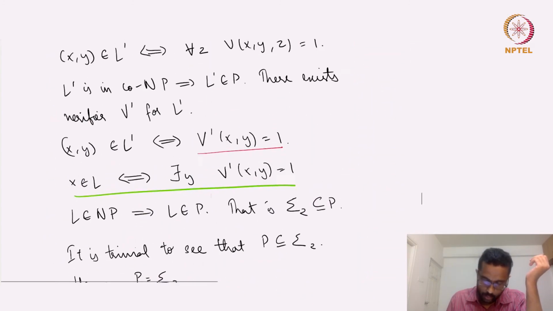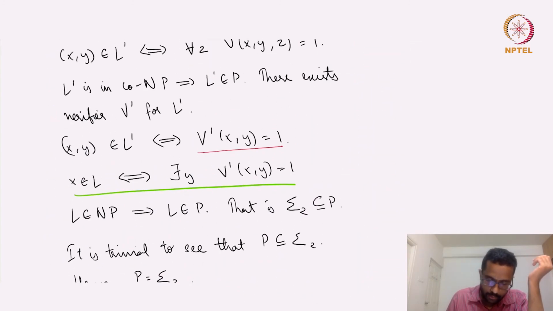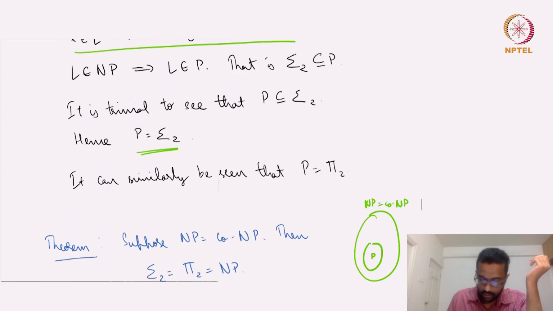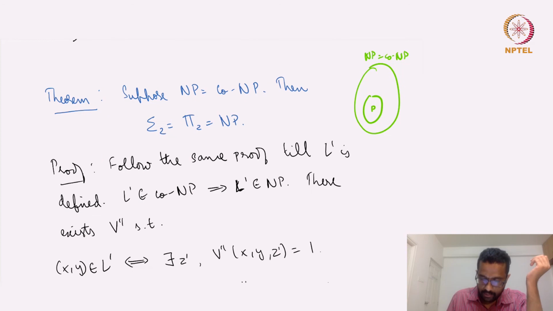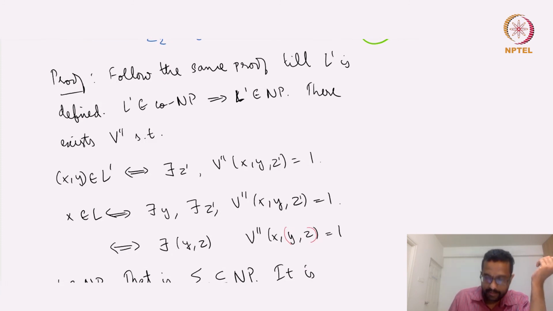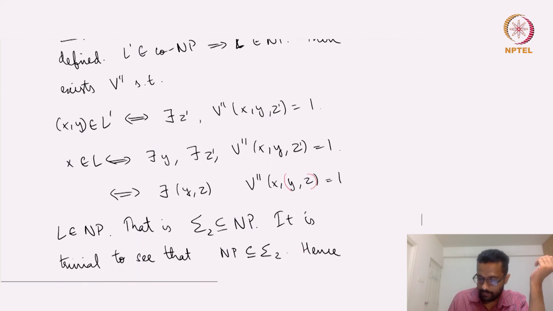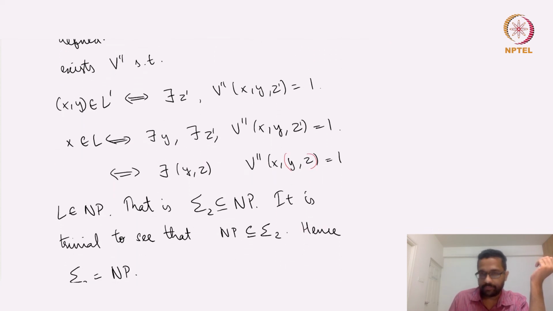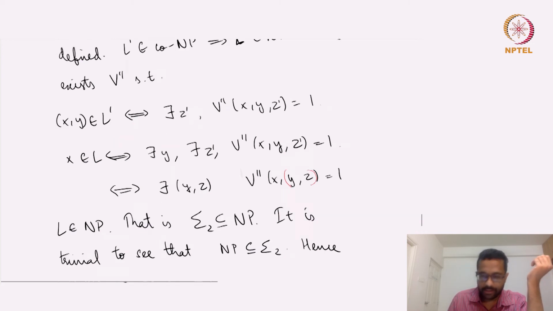Just that over here we use L prime is in co-NP implies L prime is in P. Here we cannot use that. We will say L prime is in co-NP implies L prime is in NP, and NP will give you a there exists quantifier. So combining the two there exists quantifiers, we'll be able to show it is in NP. So you can work out the details.